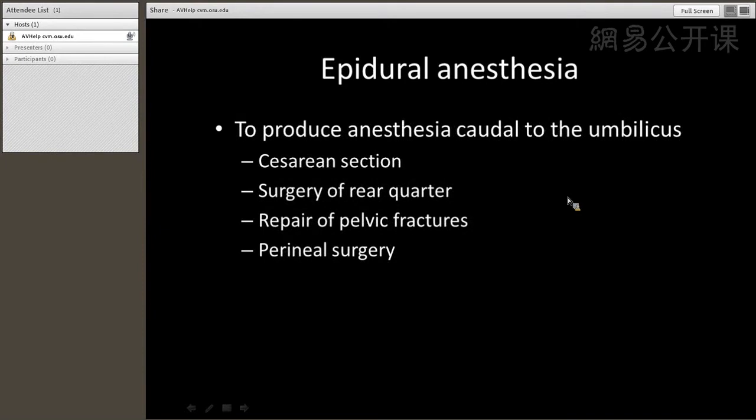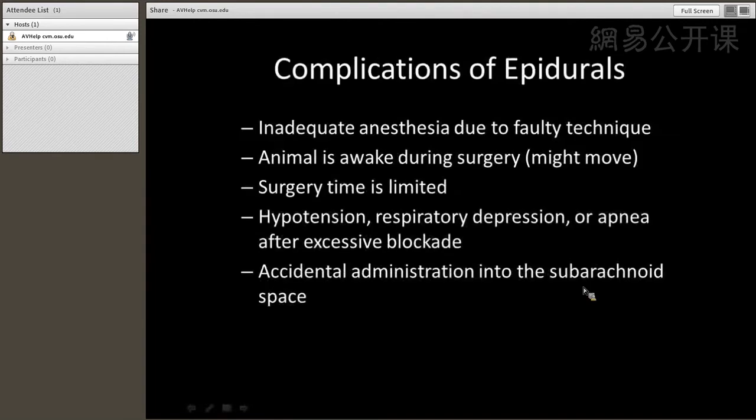Epidurals will provide anesthesia anything caudal to the umbilicus, so the volume that we typically use should get you up to the level of T13. And so that would be a great thing for dogs having a cesarean section. Any surgery on the hind limbs, if you have a dog with pelvic fractures, or any kind of perineal surgery like an anal sacculectomy.